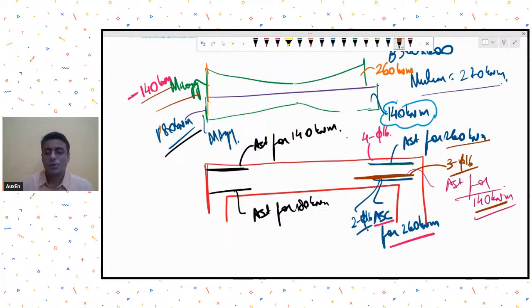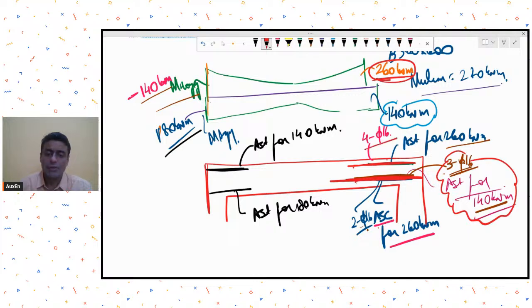The question is, should I provide 3 plus 2, 5 bars of 16, or should I provide 2, or should I provide 3? So the answer to this will be, I'll provide the higher of these two. So I'll maintain 3 bars over here. When I maintain 3 bars, what will happen when the load combination is this, which leads to 260 kilonewton meter bending moment at the face? It will have the 4-16 at the top, and it requires 2-16 at the bottom, but we have provided 3, so this section will be good enough.